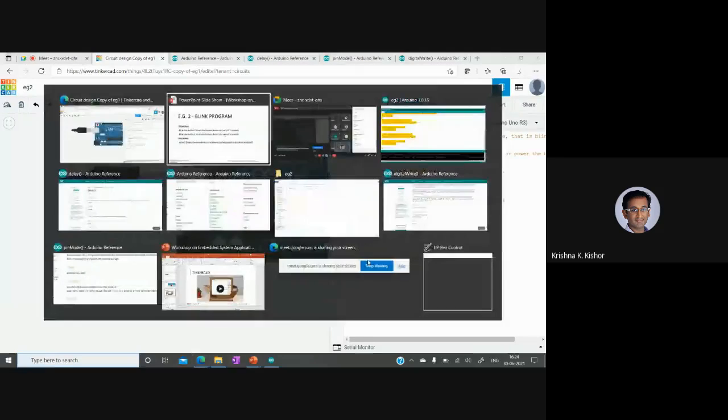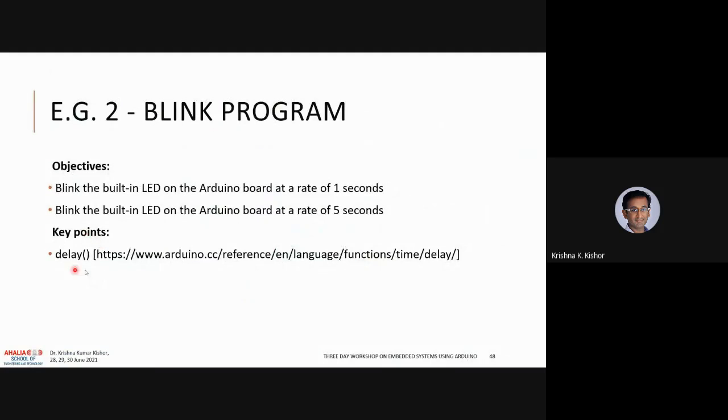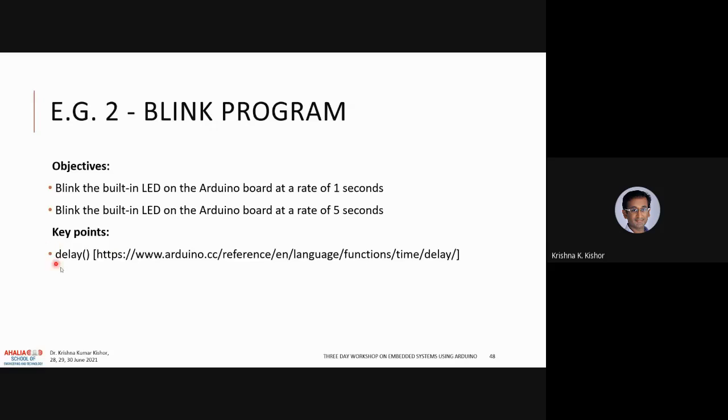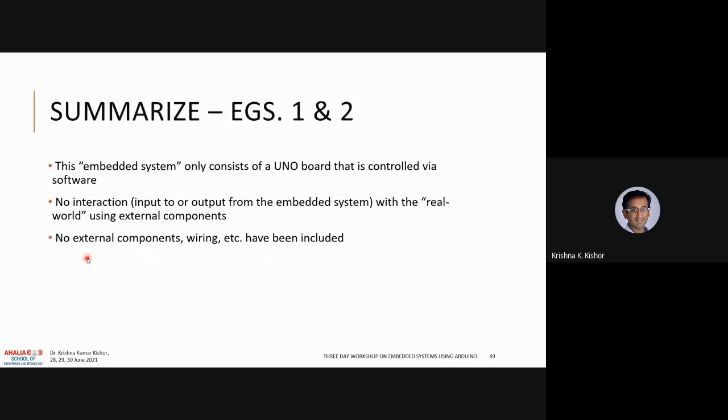Let's quickly recap. In the second example, the different thing that you saw from the first example is, in addition to the built-in high, low, pin mode, digital write, you saw the delay function, where the argument is in milliseconds. So let's move on to the third example.